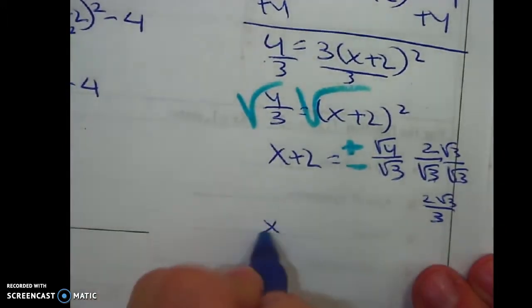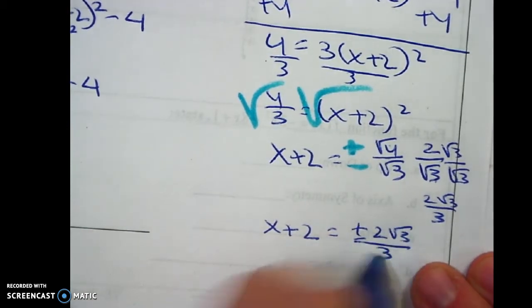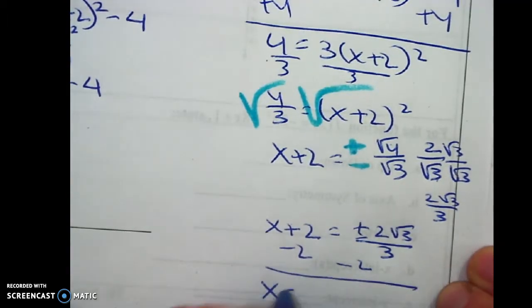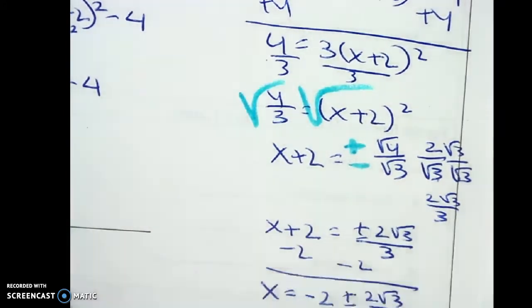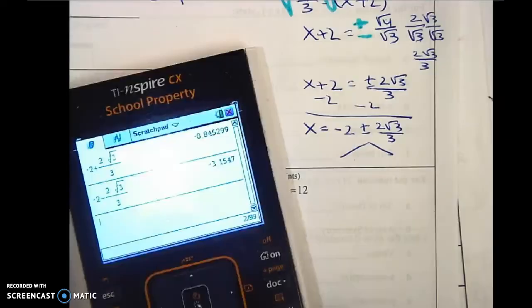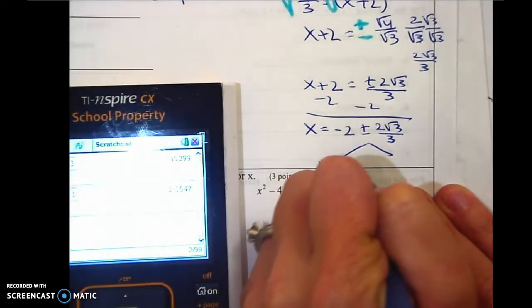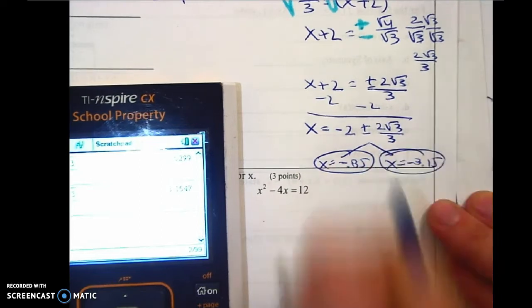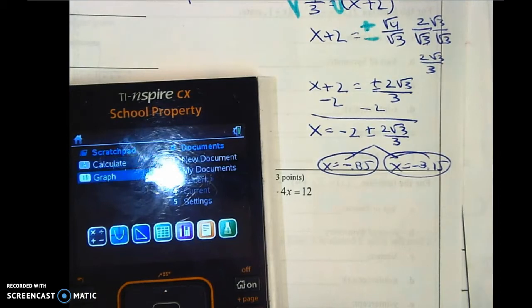So I'm left with x plus 2 equals plus or minus 2 rad 3 over 3. Subtract 2, and my answer is x equals negative 2 plus or minus 2 rad 3 over 3. I've got to split it, so let me get my calculator out. I put it in my calculator and I got x equals negative 0.85 and x equals negative 3.15. But what I really want to show you is I wanted to make sure I was right. That was a lot of work, so I want to show you what I did.